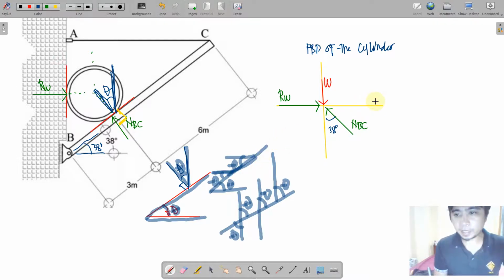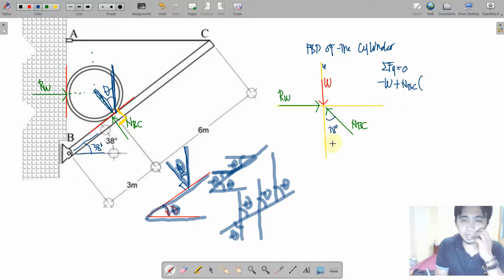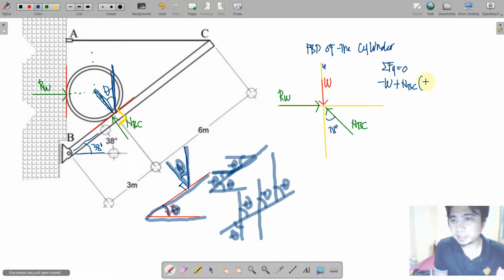And then the next step is to apply the summation of forces vertical in order for us to express normal at BC in terms of W. So we'll just concentrate on the y-axis, because W is within the y-axis. So you know what to do. Summation of forces along y is equal to 0. So we have negative W, an upward force, right? Upward force of NBC component, that is what? Normal at BC times cosine 38 degrees, because it is adjacent to the reference angle of 38 degrees.